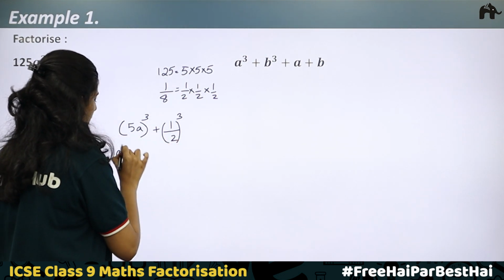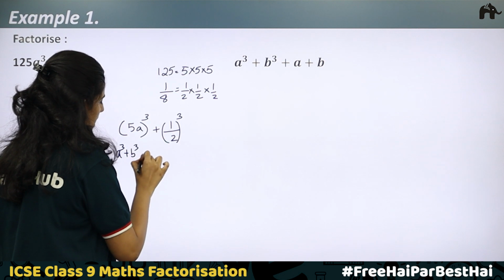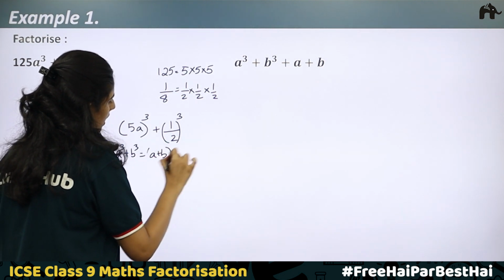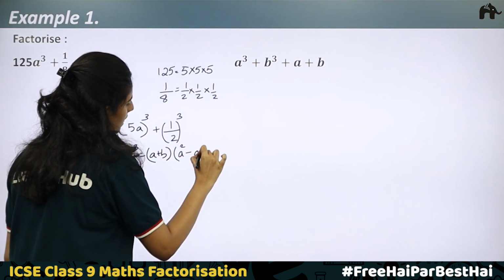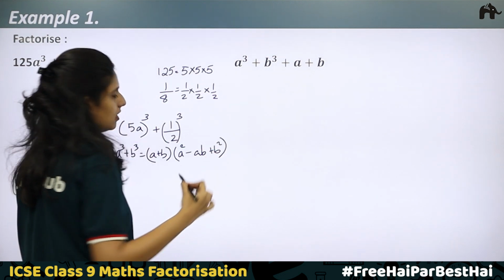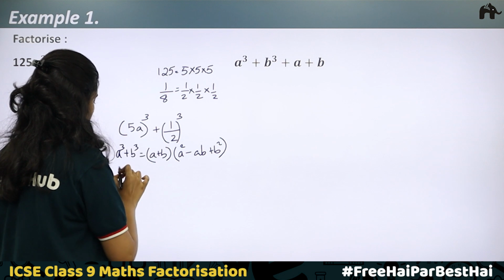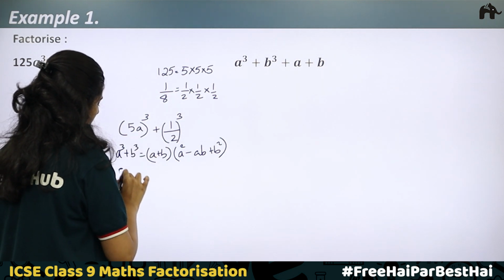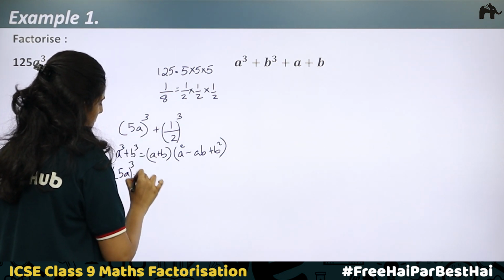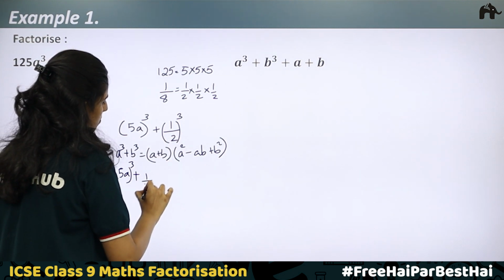This is of the form a cube plus b cube, which is equal to a plus b into a square minus ab plus b square. Now substitute what is in the place of a. In place of a we have 5a. So 5a cube plus, in place of b we have 1 by 2.